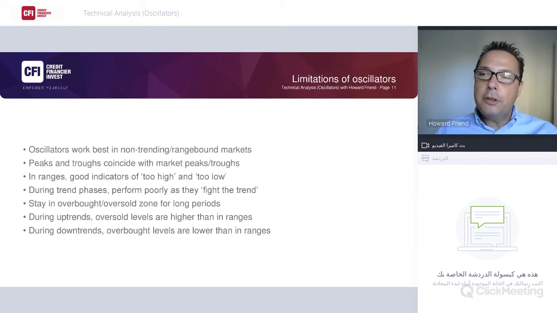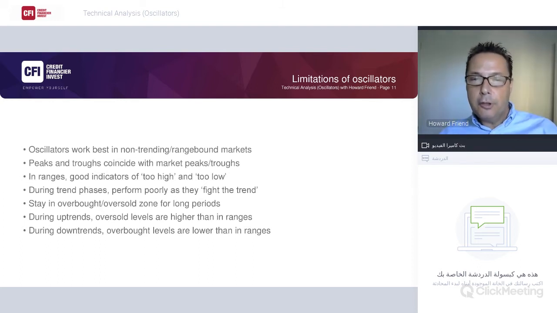So as I say, oscillators work best in non-trending or range-bound markets. When you get this kind of chop action, as I've shown you in some of these examples before, the peaks and troughs in the oscillator will tend to coincide with peaks and troughs in the market. That's exactly what you want them to do. So when you get into overbought or oversold, you are looking for the market to reverse and give you a good opportunity for a counter-trend trade, a mean reversion trade. That's what you're looking for.